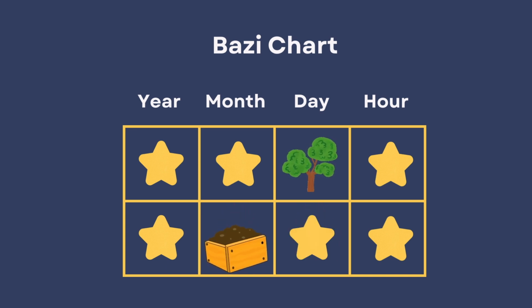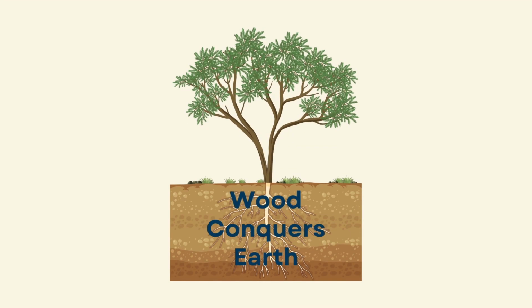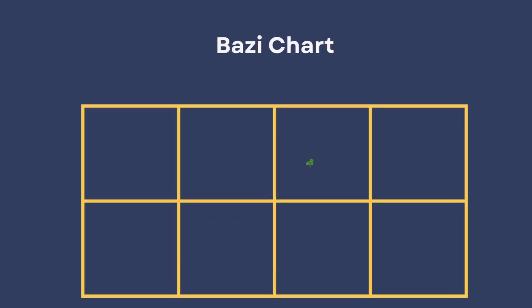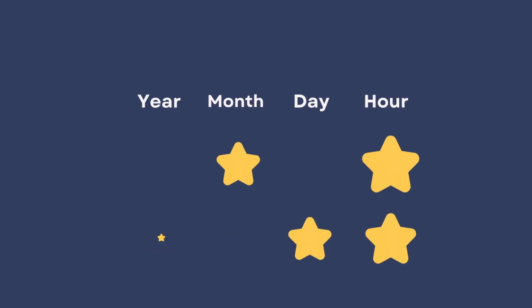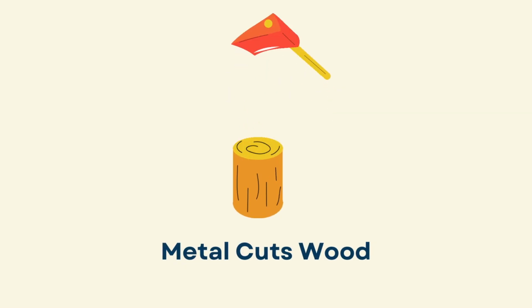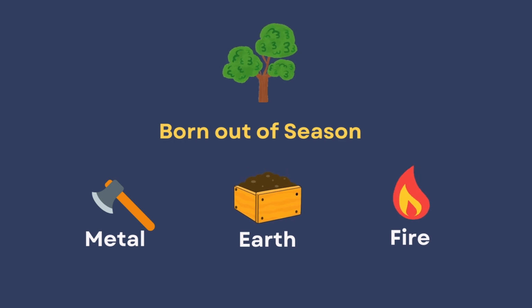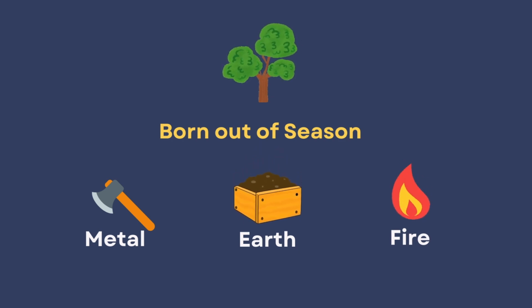If the emperor of the chart belongs to the earth element, as wood conquers earth, this requires a lot of energy. As a result, the wood energy is weakened. Another example is when the emperor of the chart is metal. As metal cuts wood, it diminishes the wood energy. Therefore, a wood day master born in the month of metal, earth, or fire is considered born out of season.